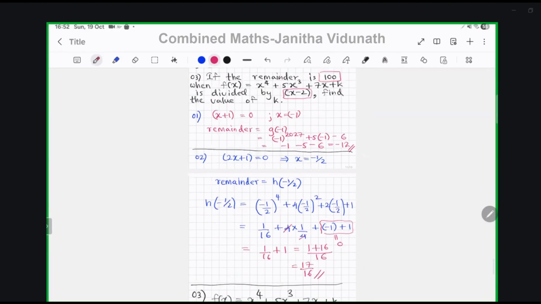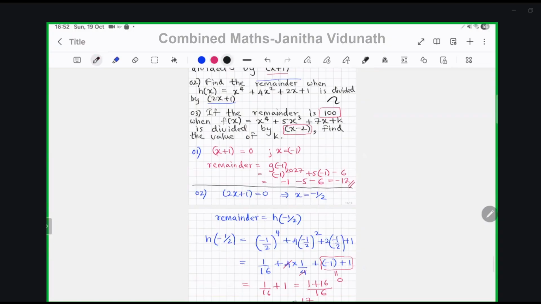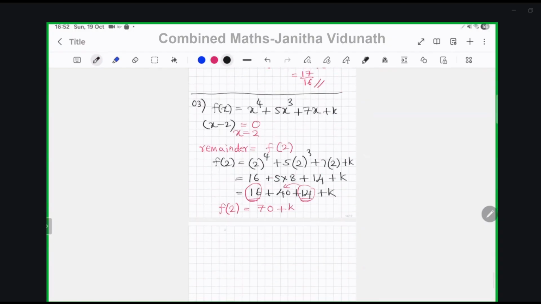But they have mentioned that this remainder should be equal to 100. That means 70 plus k needs to be equal to 100. From this equation, we can get k is equal to 100 minus 70. That means 30. Then the final value of k is 30.